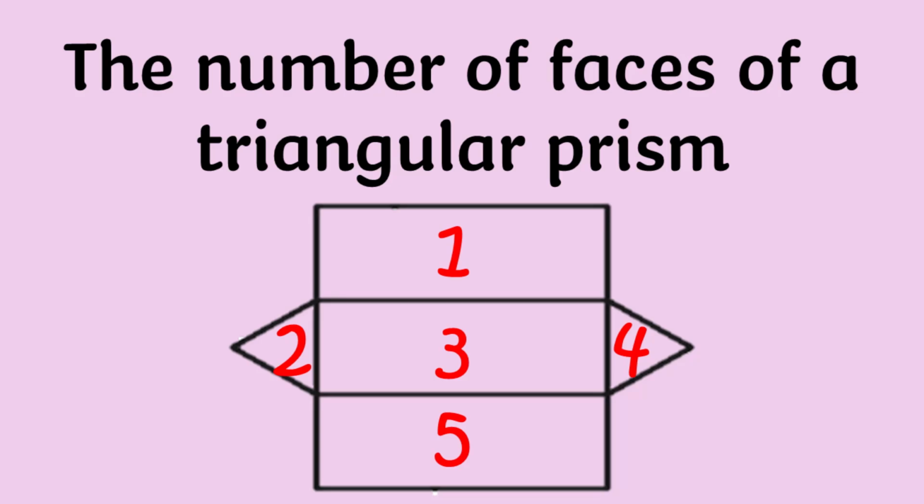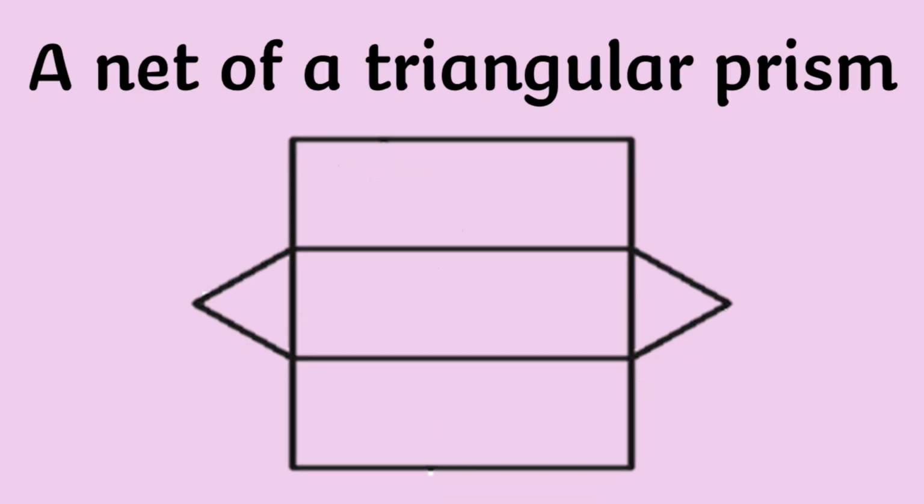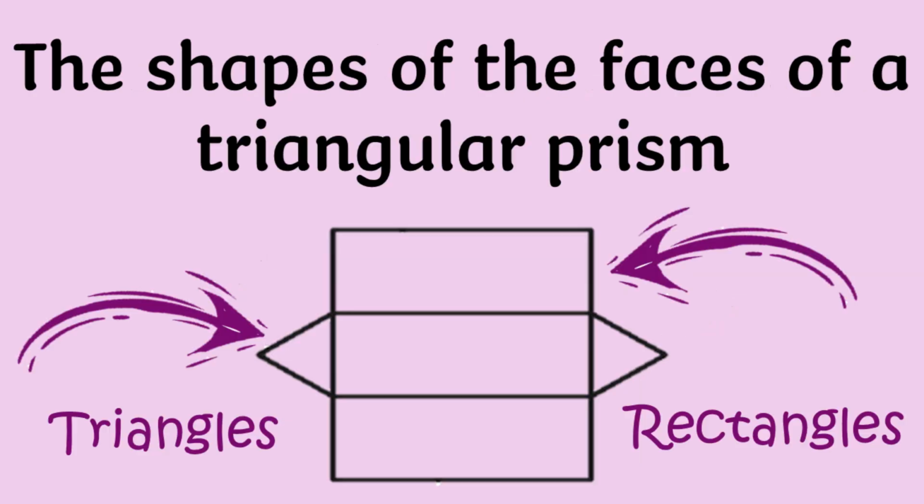Now, let's identify the shapes of the faces. Look at the net of the triangular prism. Do you see the shapes? Yes, the shapes are rectangles and triangles. So, a triangular prism has 5 faces, and the shapes of these faces are rectangles and triangles.